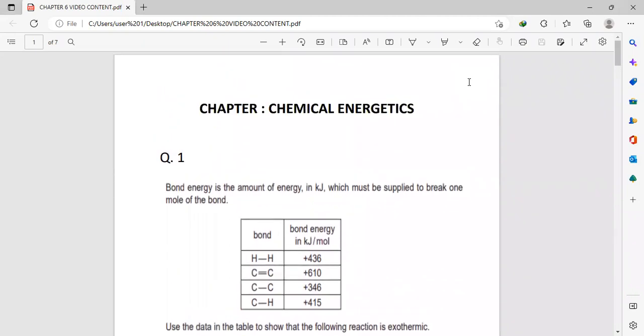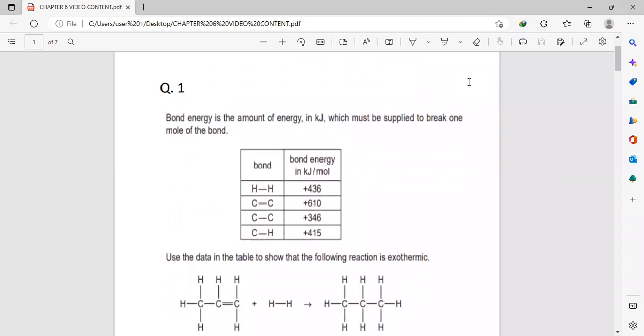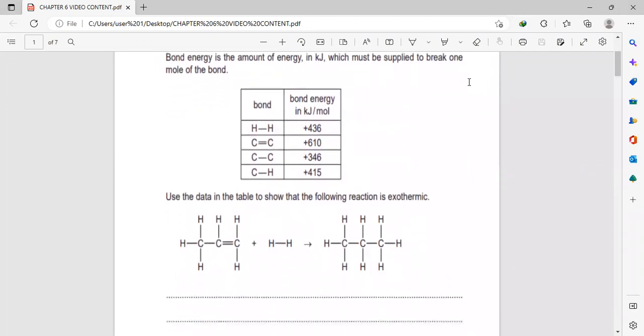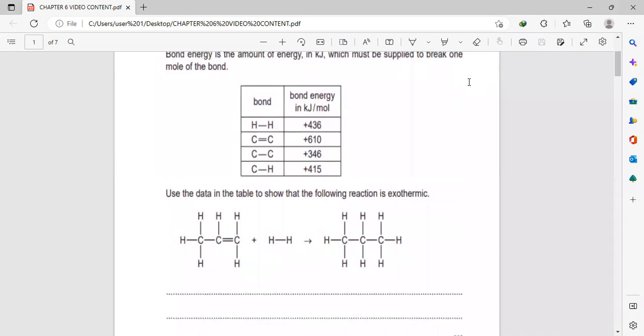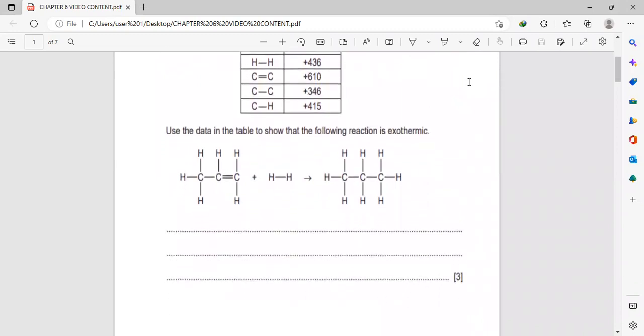Today we are going to discuss previous year's questions related to chemical energetics. The first question: bond energy is the amount of energy in kilojoules which must be supplied to break 1 mole of the bond. The values are given in the table. Based on the table, we are going to solve. First of all, we are going to check bonds broken.